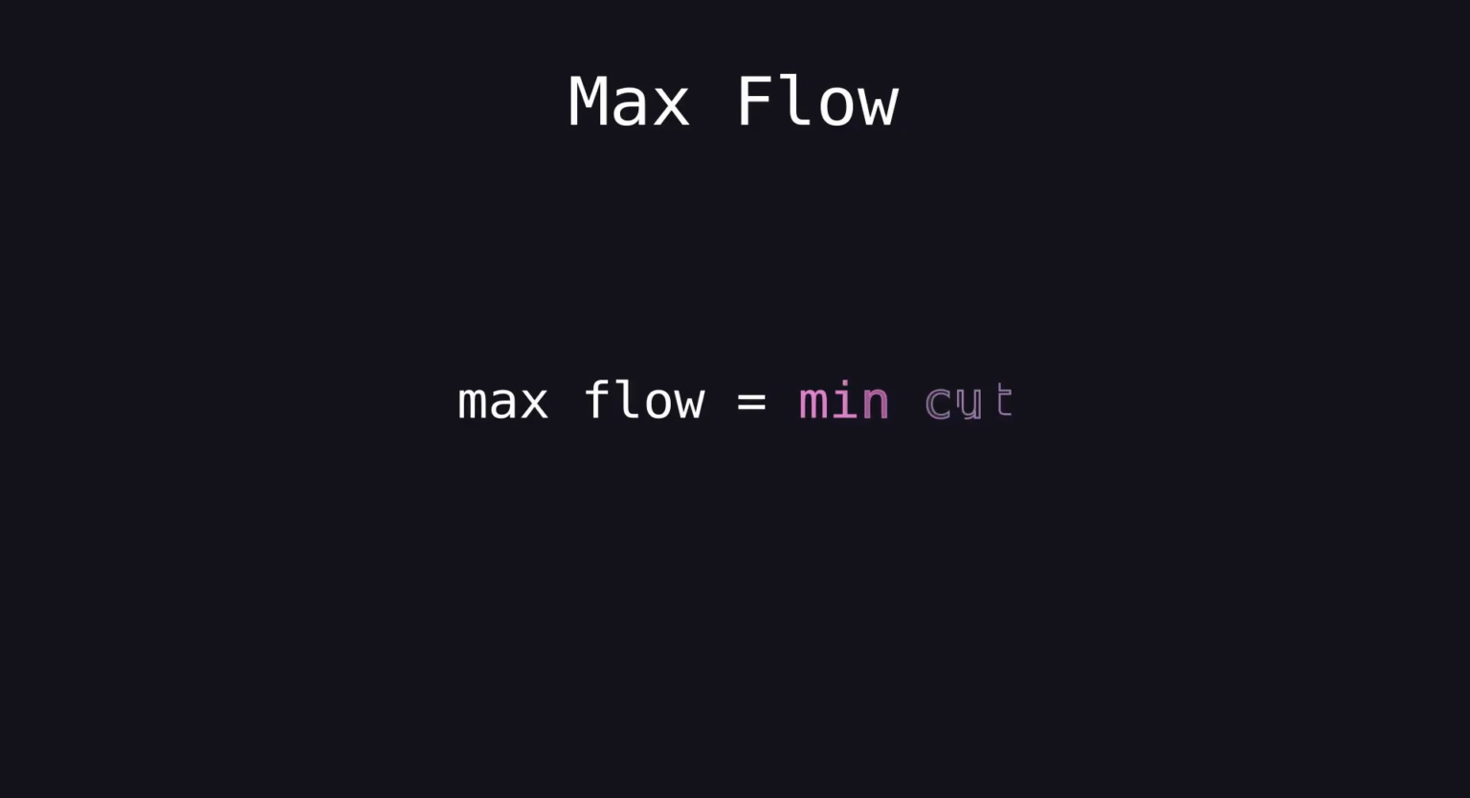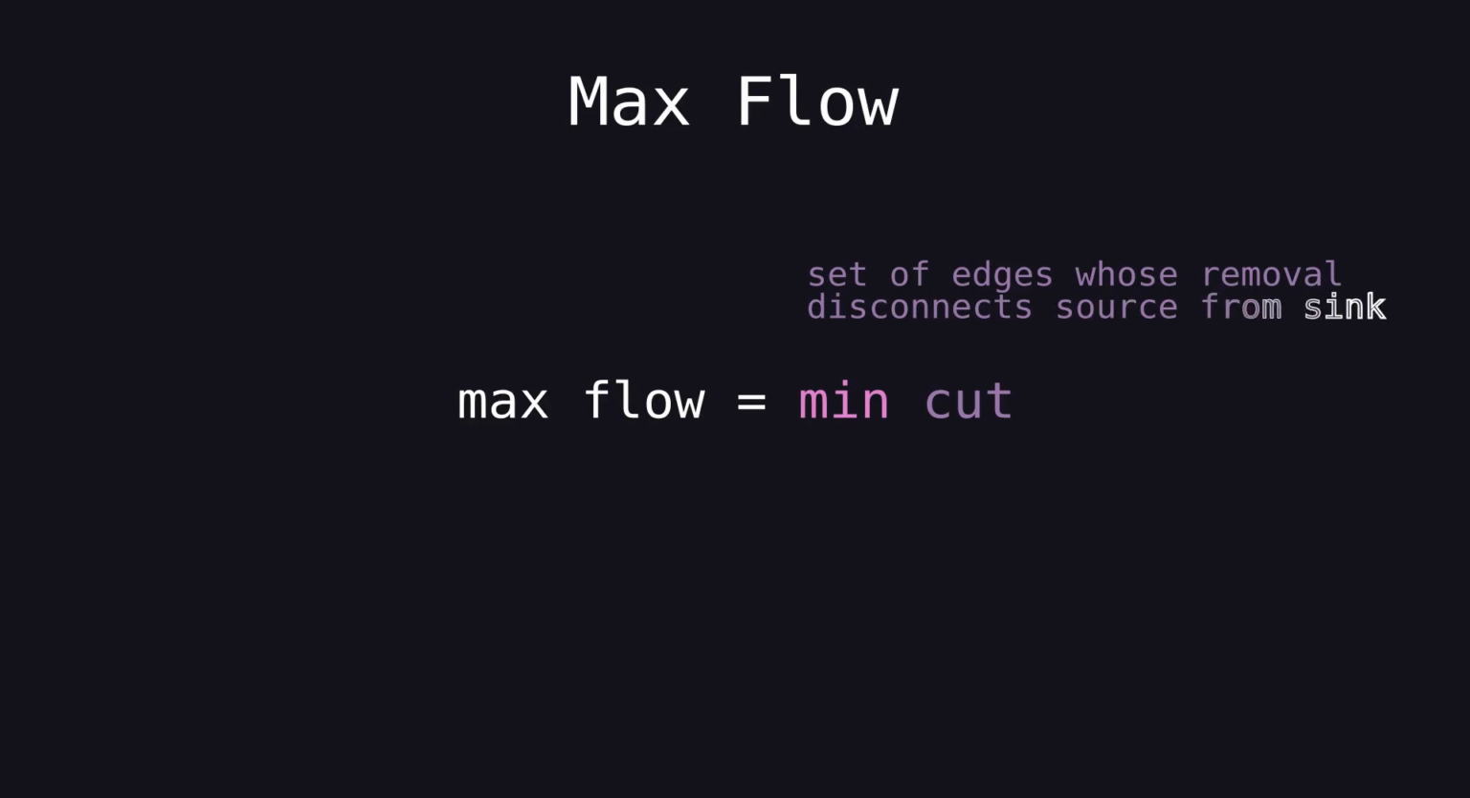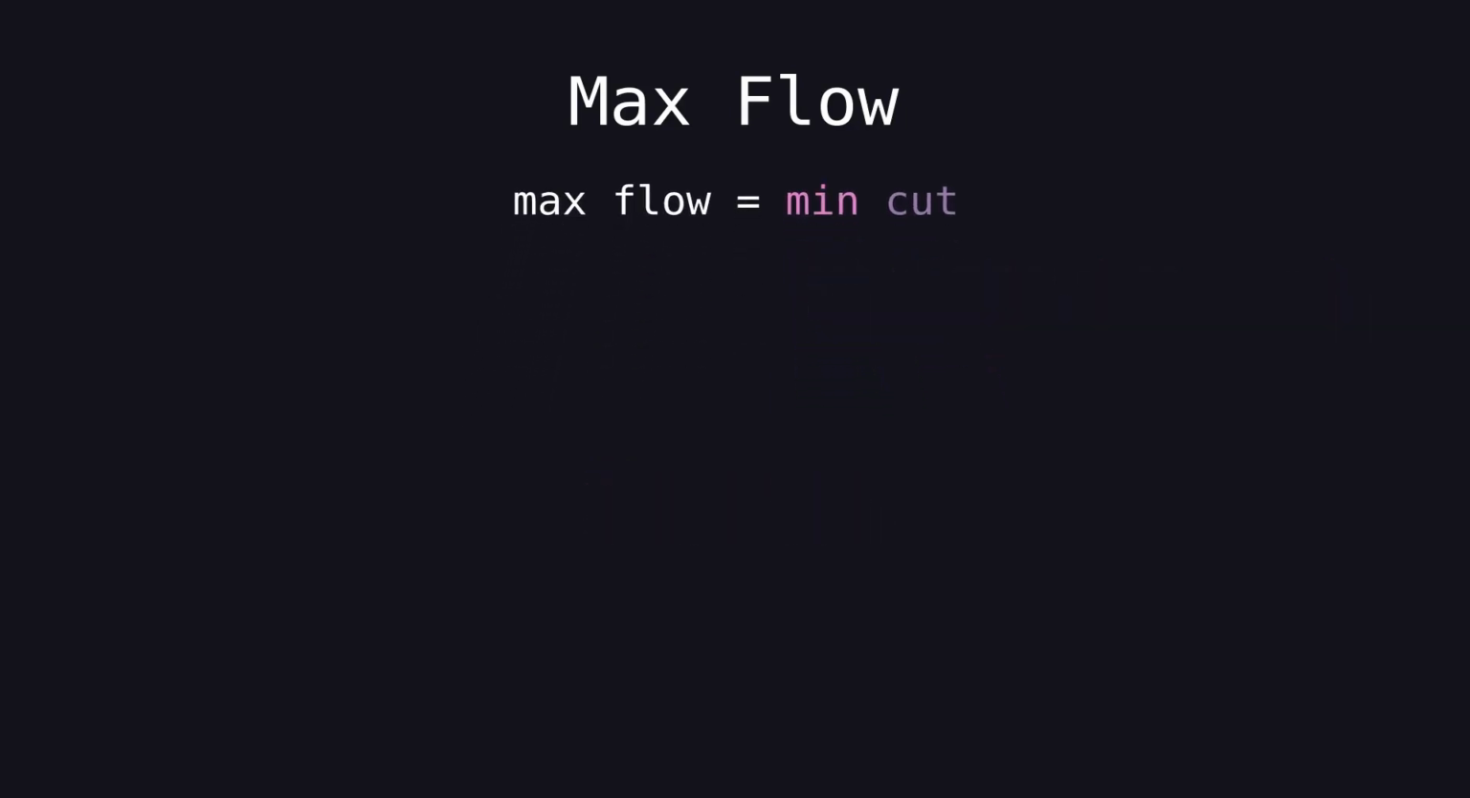In fact, the maximum flow is equal to the minimum cut. A cut is a set of edges where if you remove them, you would disconnect the source from the sink. And we want the minimum cut, the cut with the smallest total of edge weights. This makes sense because the minimum cut essentially represents your bottlenecks in all the paths from the source to the sink, which caps your maximum flow.